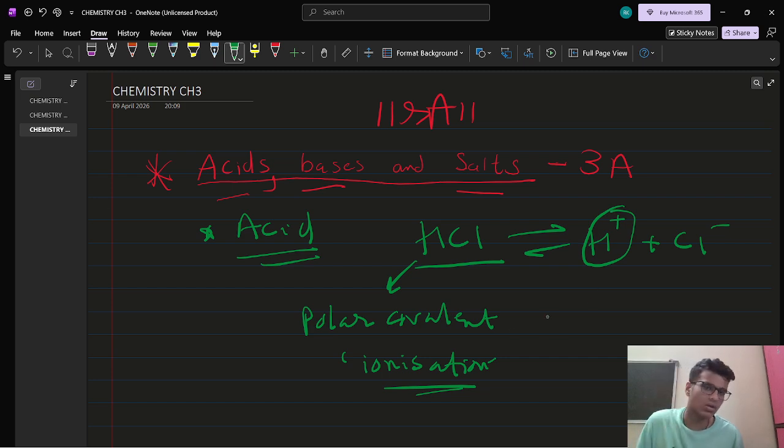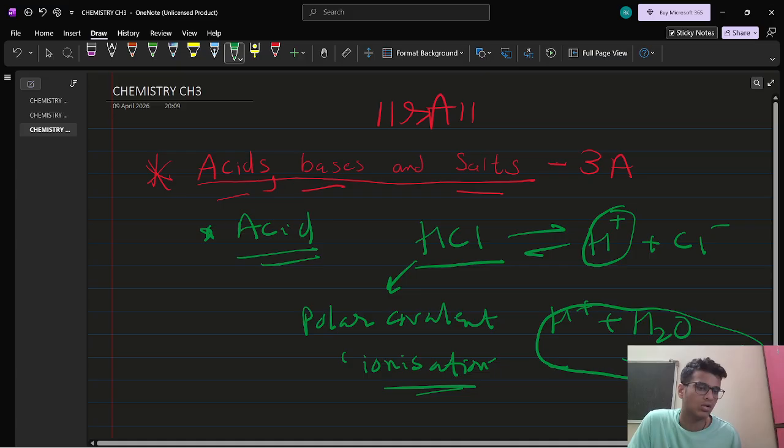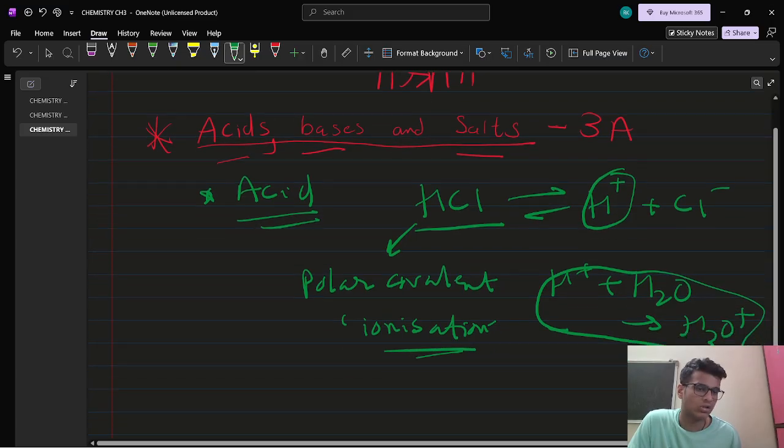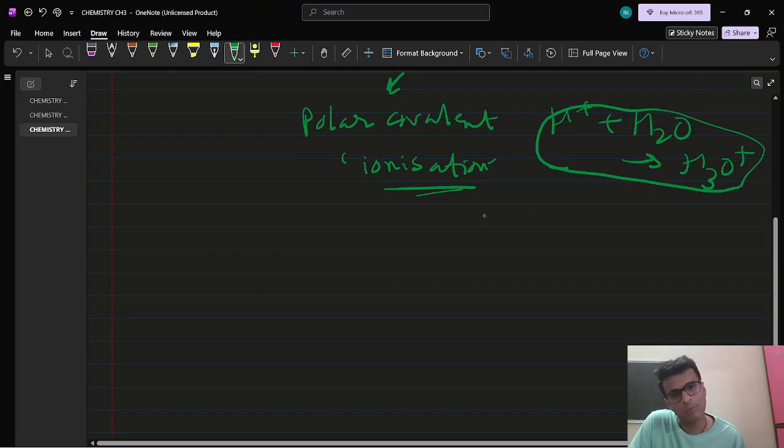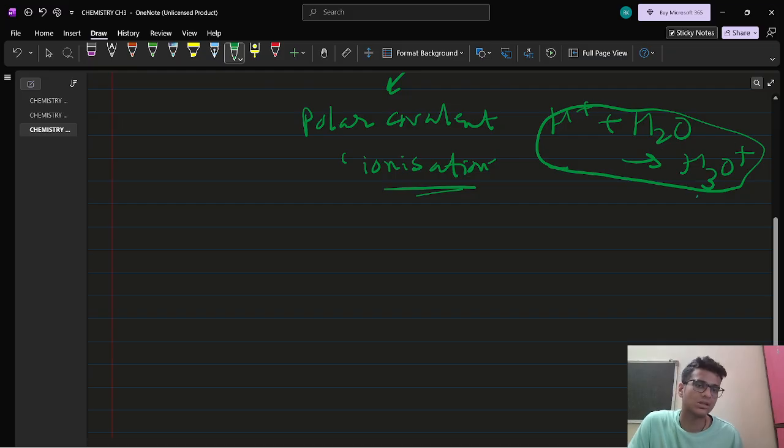This H plus then reacts with water which is already present. HCl को हम पानी में डाल रहे हैं to give H3O plus. ये भी पूरा स्ट्रक्चर हमने लास्ट क्लास किया है. The entire dot structure, how H3O is formed, we have already done in the previous video. So this is called as hydronium. So when I'll add HCl, तब मुझे हाइड्रोनियम आयन ही पॉजिटिवली चार्ज आयन आने वाला है.